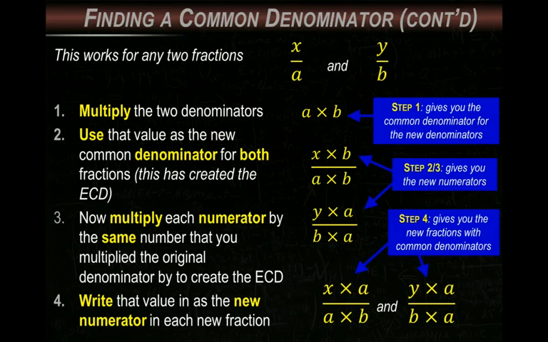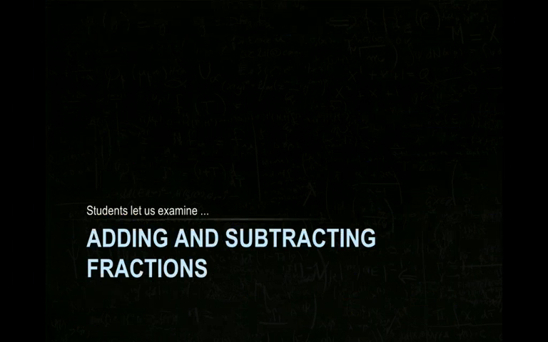Put the new numerator and the new denominators together, or the new common denominator together, and I got new fractions that are the same as the original fractions, but have a different bottom number that I can use because it's the same bottom number. That's the process. So now we can move forward.